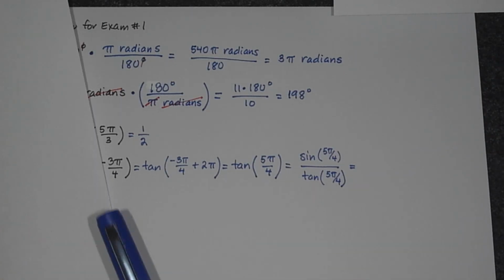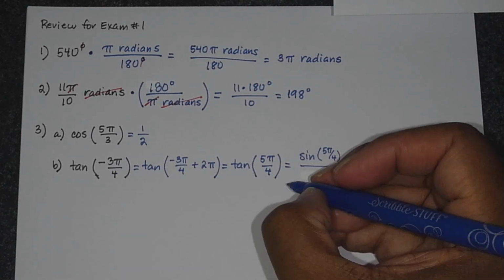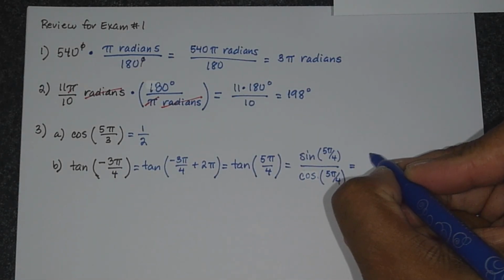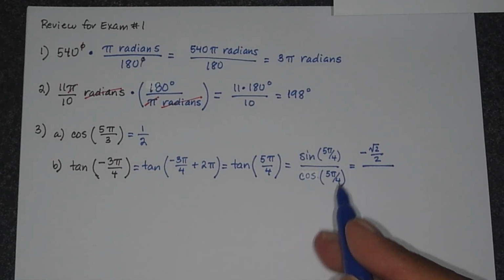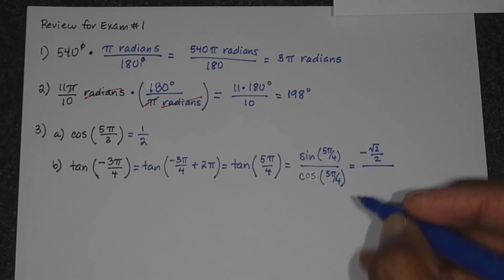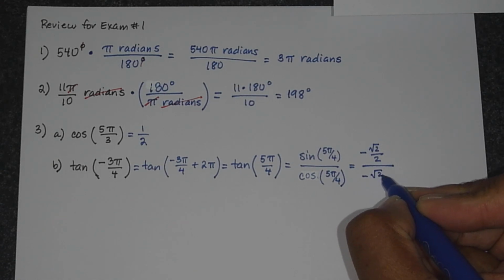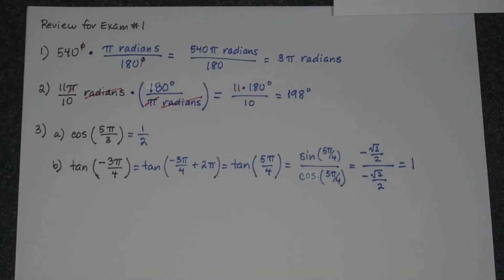And this should be cosine for the denominator. That's sine over the cosine. So sine of 5 pi over 4 is negative square root of 2 over 2, over what would be the cosine of 5 pi over 4? Also negative square root of 2 over 2. If I divide the negative square root of 2 over 2 by itself, it will end up being 1. So the tangent of negative 3 pi fourths will be 1. Questions about part B?